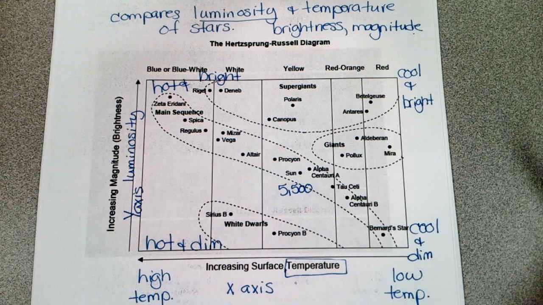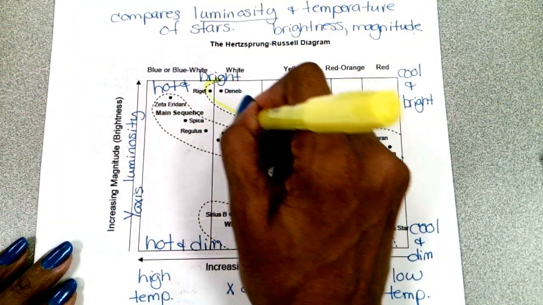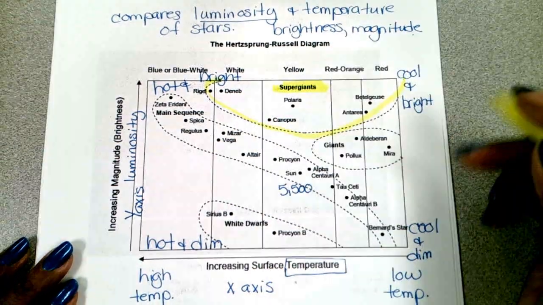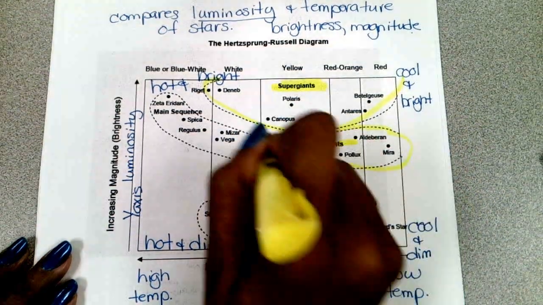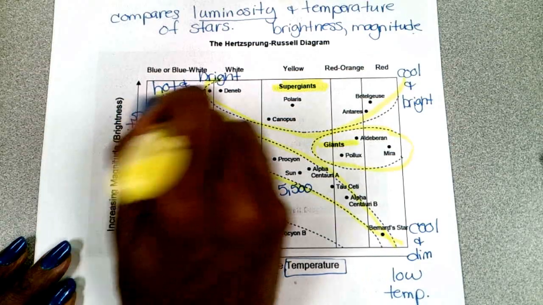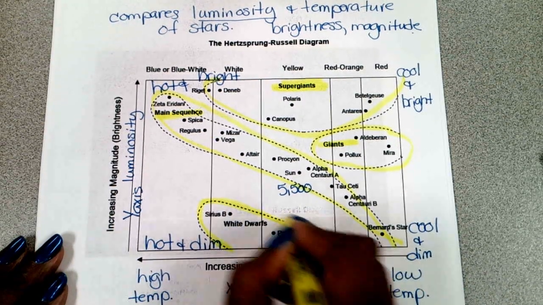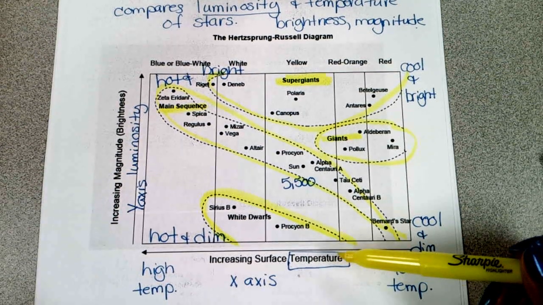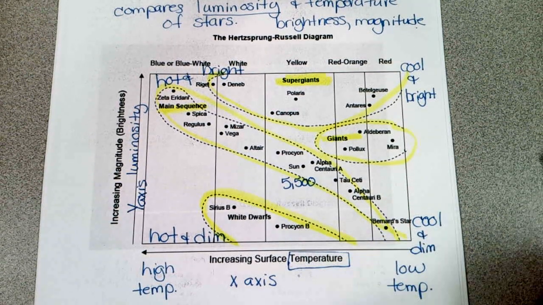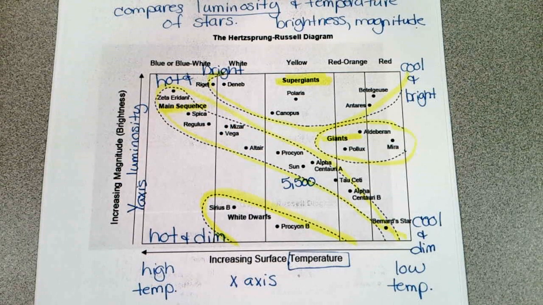Okay? And on this HR diagram, I'm going to highlight, but it's the same on all HR diagrams. And that is your supergiants are going to be this category. Your giants will be here. Your main sequence, which are 90% of your stars, are going to be this kind of little diagonal area. And then your white dwarfs are going to be here. And your white dwarfs are always going to be towards the bottom because they are hot stars, but they're very dim. They're about to die, so they're very dim. And then your main sequence, your giants, and your supergiants.